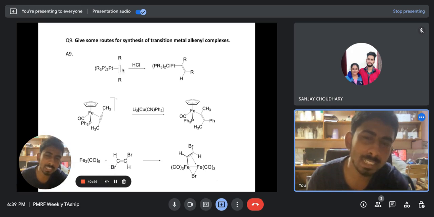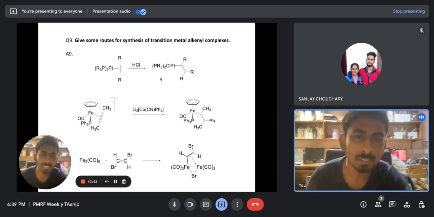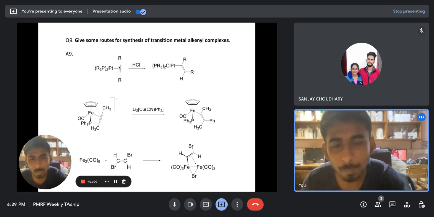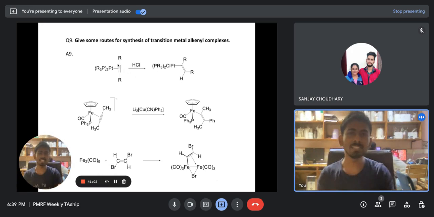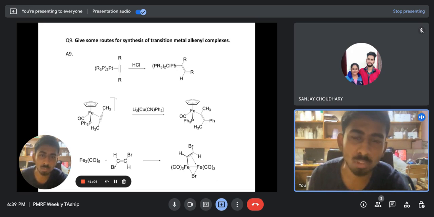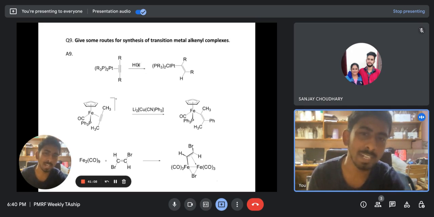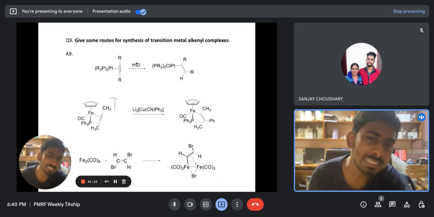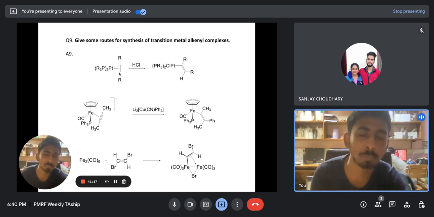It is an alkyne group, and it is going from alkyne to the alkene group. Now this carbon possesses a negative charge, that's why it is now bonded to the platinum center. And this chloride moiety, because it is electronegative in nature, will be bonded to the other center. It is nothing but a sort of oxidative addition of the HCl bond across this platinum-carbon bond.